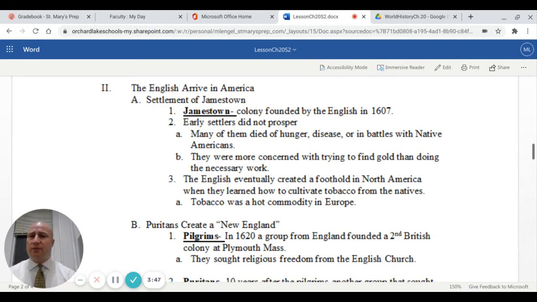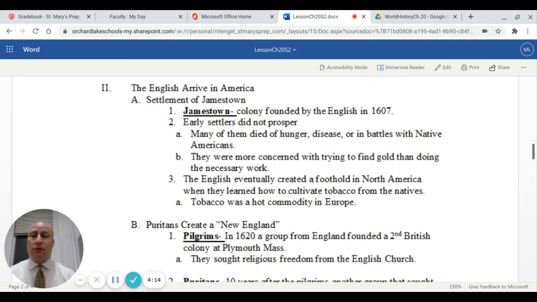The early settlers there from England did not prosper. Many of them died of hunger, disease, or in battles with Native Americans. They were really more concerned with trying to find gold than doing the necessary work. Unfortunately, on this east coast of North America, there just isn't that much gold to be had at that time. Their problem was that they really didn't understand how to farm and how to hunt the land yet. So they needed to rely on some native intervention, which would come a little bit later.